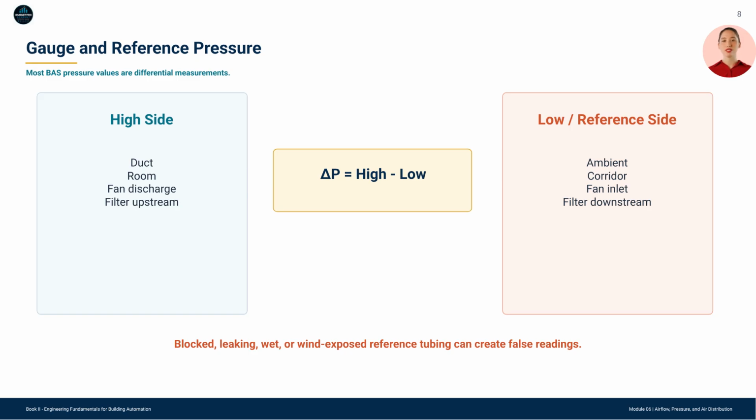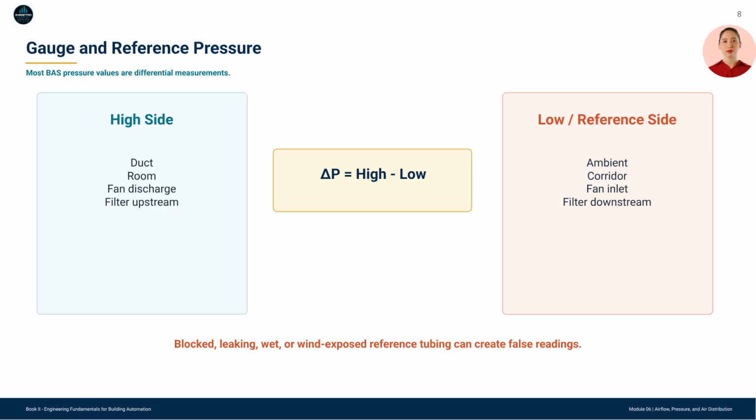Most BAS pressure readings are differential measurements. That means there is a high side and a low side. A filter pressure transmitter compares upstream pressure to downstream pressure. A room pressure transmitter compares the room to a corridor or reference area. A duct static transmitter compares duct pressure to a reference, often mechanical room or ambient pressure. This is where many problems start.